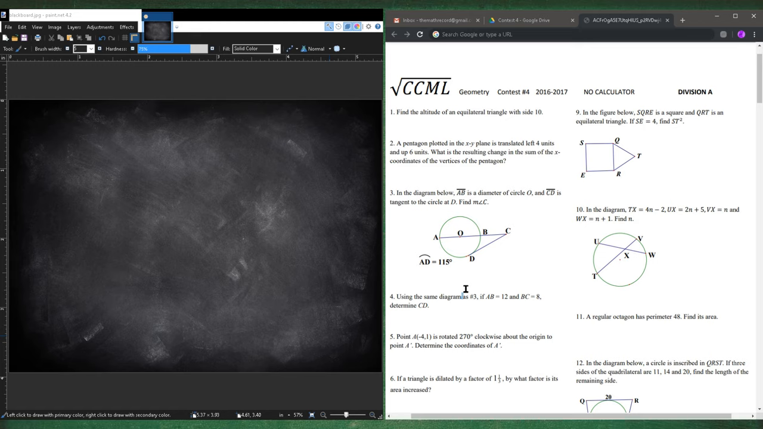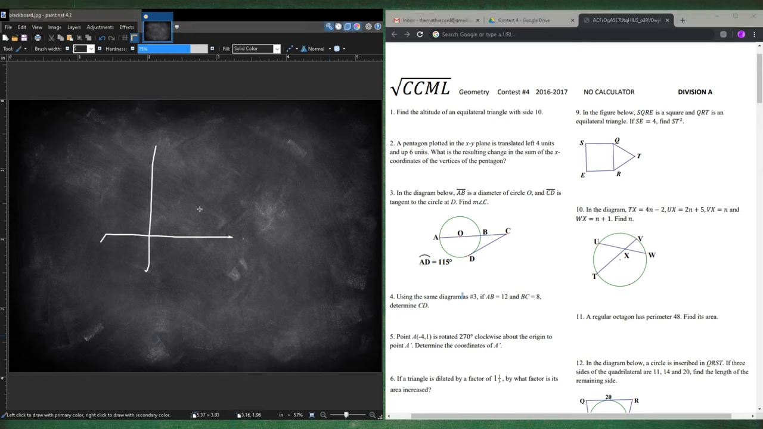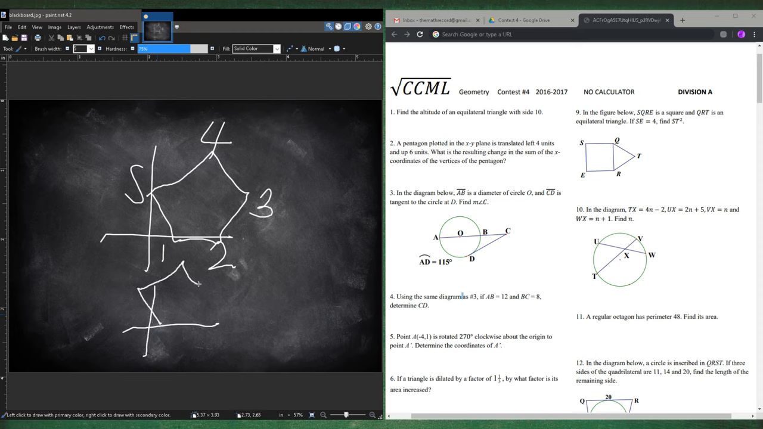Question 2. A pentagon plotted in the XY plane is translated left 4 units and up 6 units. What's the resulting change in the sum of the x-coordinates of the vertices of the pentagon? So imagine you have a pentagon, right? Let's just draw it right here. So you have points 1, 2, 3, 4, and 5. Now you're going to move it all 4 to the left, so you have it right here, kind of. So now this is 1, 2, 3, 4, 5. It's not drawn to scale, but basically, you're going to move 4 to the left and 6 up.